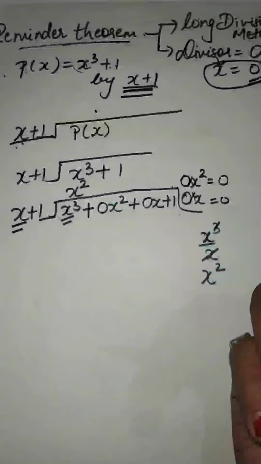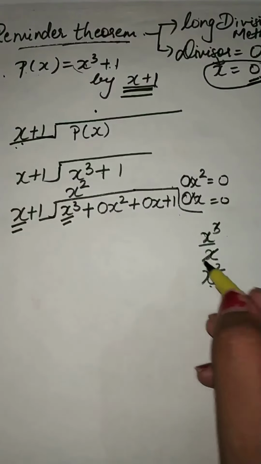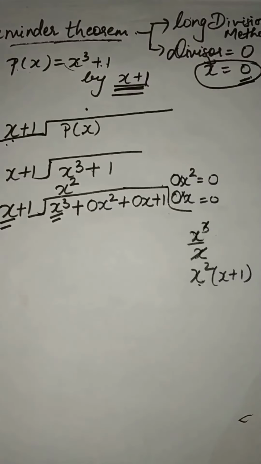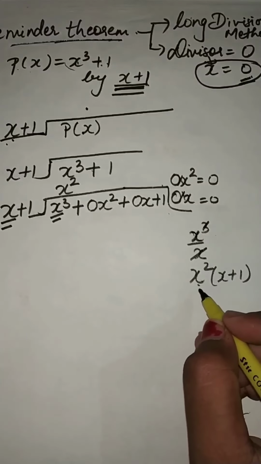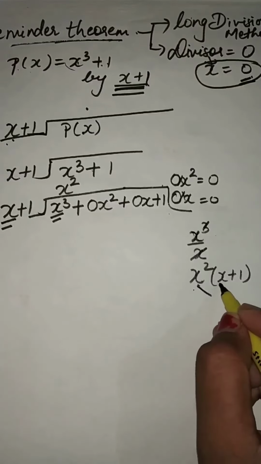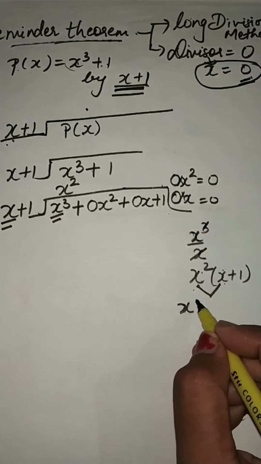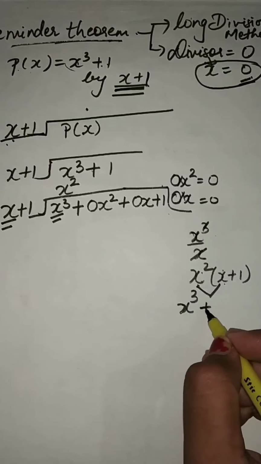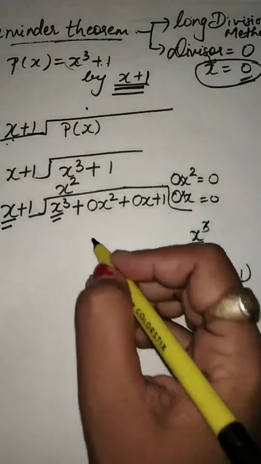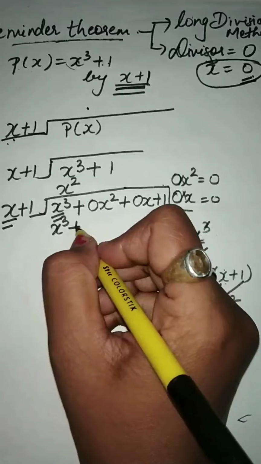Now multiply this x square with the whole divisor. According to the distributive property, multiply the terms: x square into x gives x cube, plus x square into 1 gives x square. So we write this below, x cube plus x square.